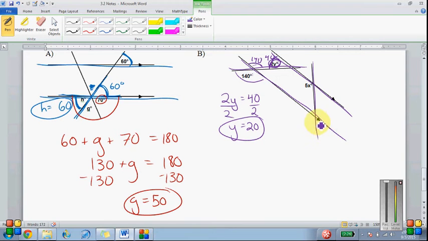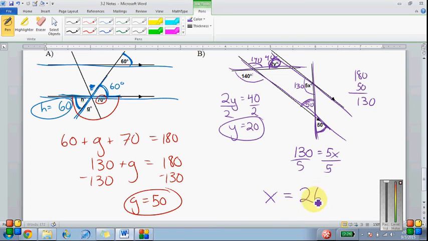Same concept over here. 50 is right here, but it's not related to this 5x. However, I do have 50 degrees right here since these are vertical angles. Same concept, since this is 50 degrees, I know these two angles have to add up to 180. They're same side interior angles. So take the 50 away from 180. We're left with 130 equals this angle right here. So to solve for x, I would take 130 equals 5x, divide by 5, and get that x equals 26.